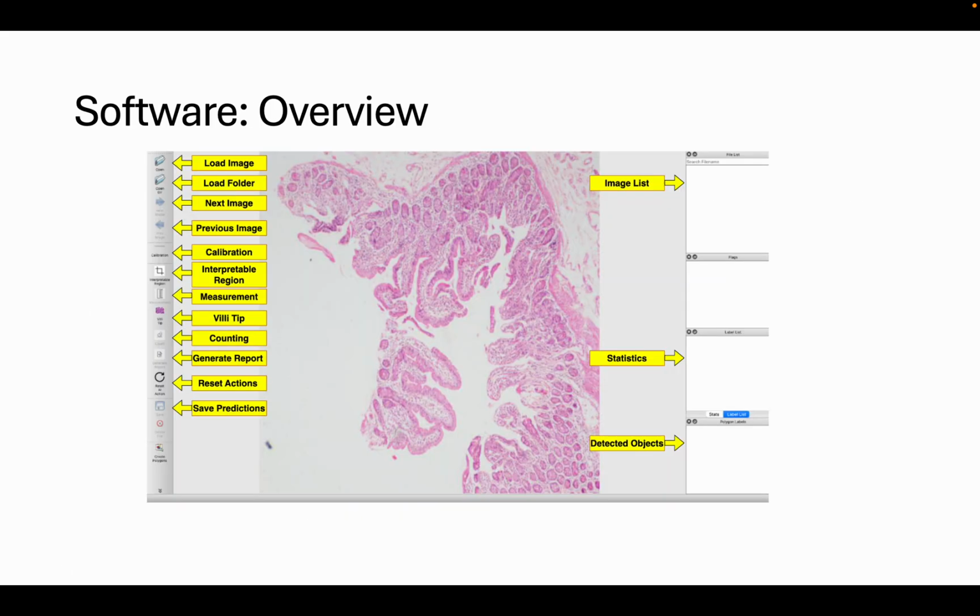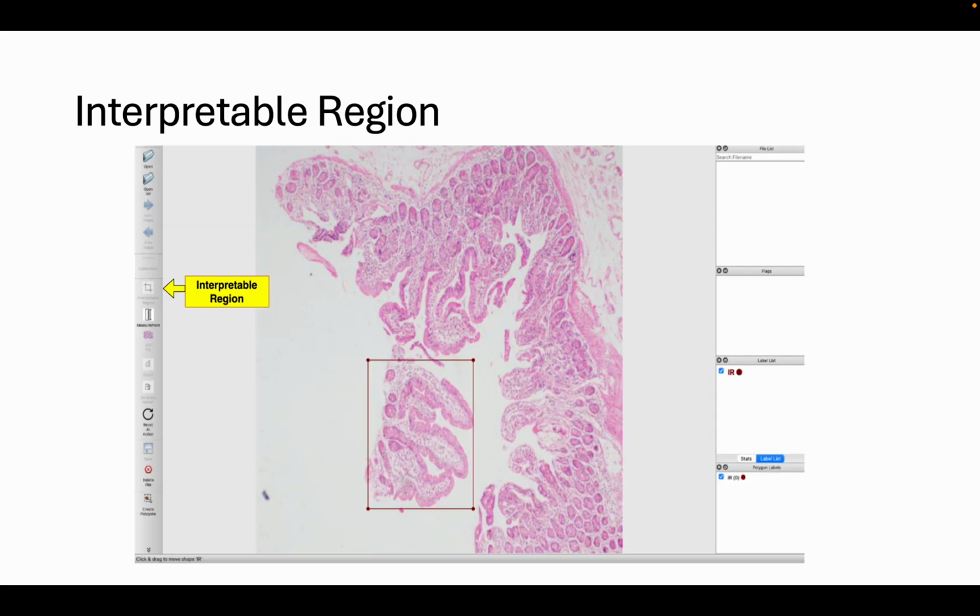Another part of my work is designing a software. We are working on creating a software that will help pathologists to analyze the slide and improve the prediction of these models. There are three parts here as well. First one is basically the interpretable region. You identify the interpretable region. It is denoted by a bounding box.